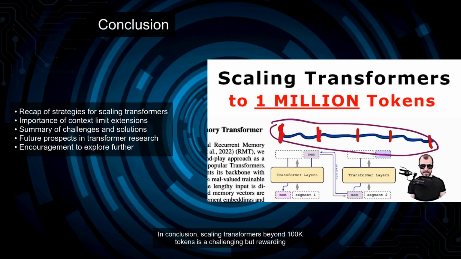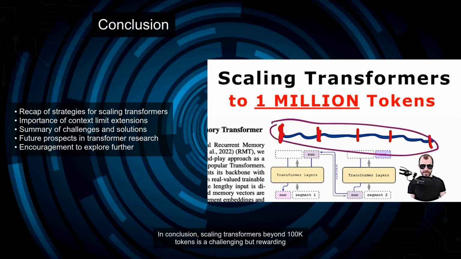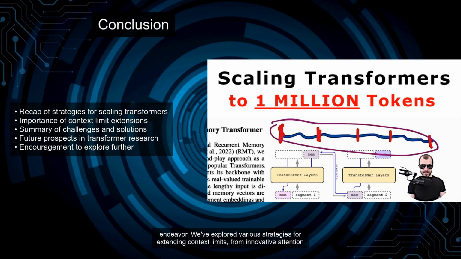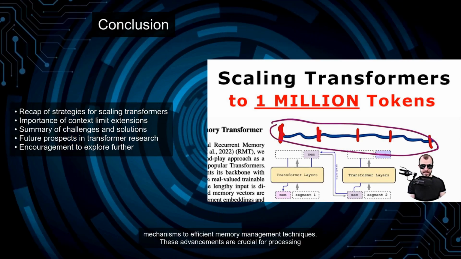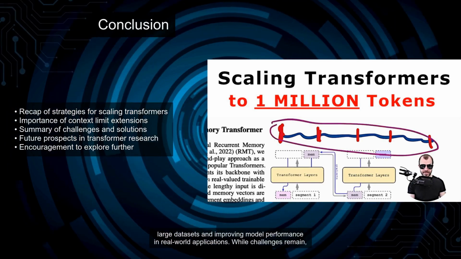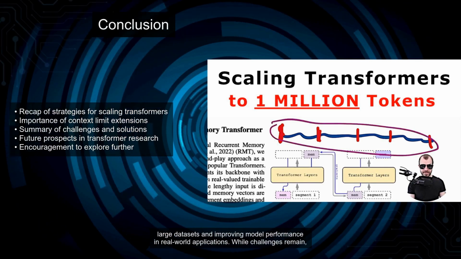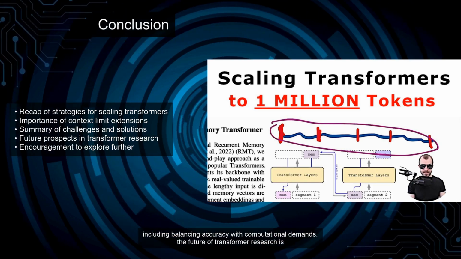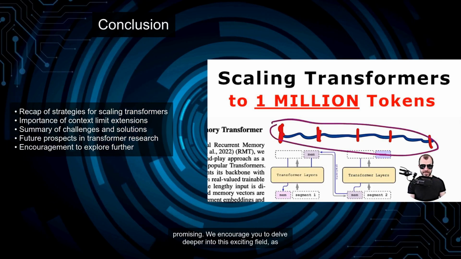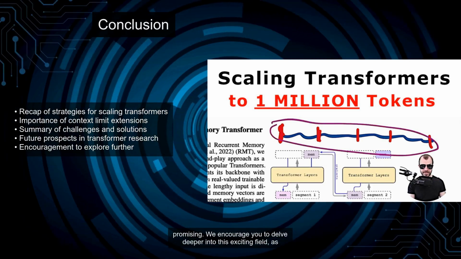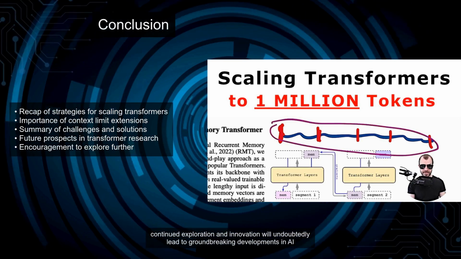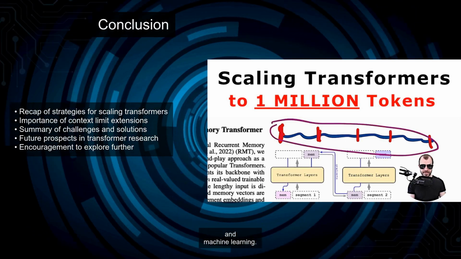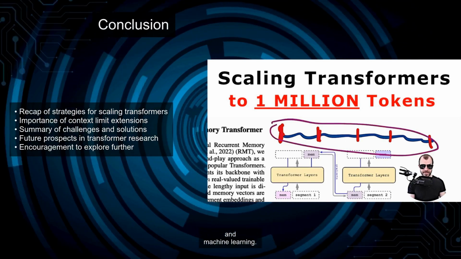In conclusion, scaling transformers beyond 100K tokens is a challenging but rewarding endeavor. We've explored various strategies for extending context limits, from innovative attention mechanisms to efficient memory management techniques. These advancements are crucial for processing large datasets and improving model performance in real-world applications. While challenges remain, including balancing accuracy with computational demands, the future of transformer research is promising. We encourage you to delve deeper into this exciting field, as continued exploration and innovation will undoubtedly lead to groundbreaking developments in AI and machine learning.